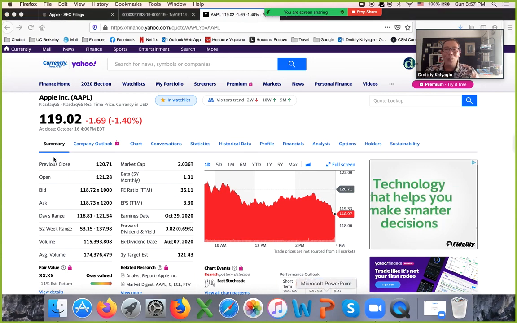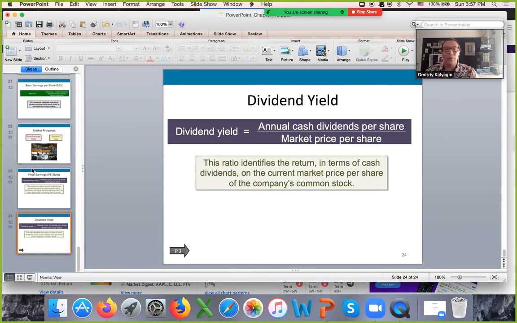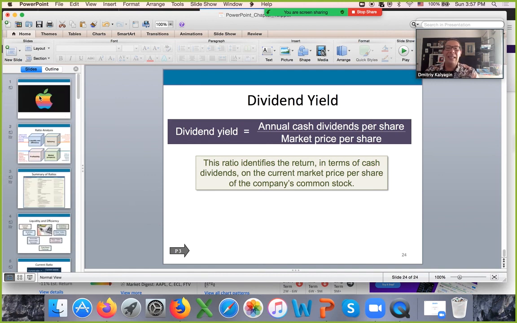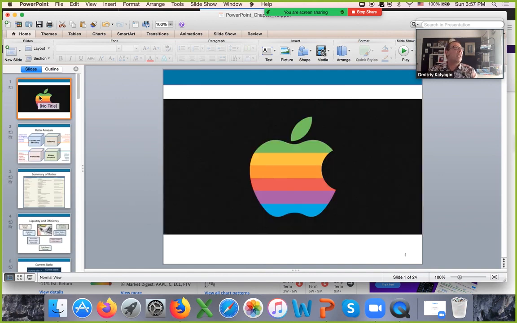So I hope you found this information useful. I went over the commonly used ratios. In reality, there are many other ratios, but it gives you a general picture of how investors and lenders and other external parties look at public corporations and analyze their financial health.